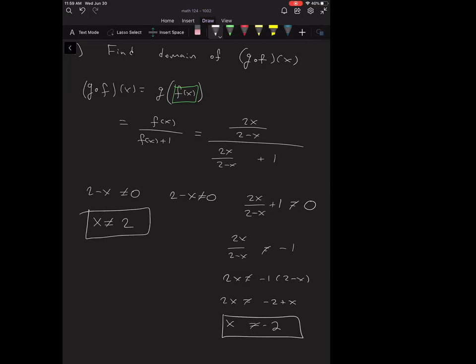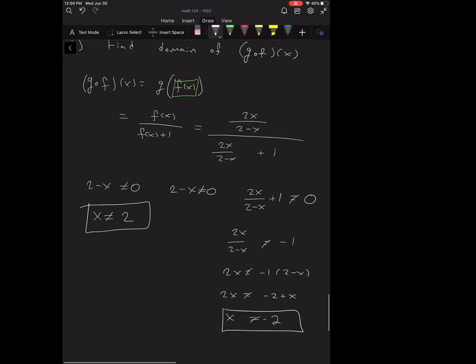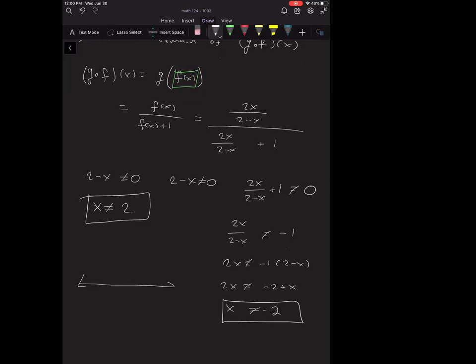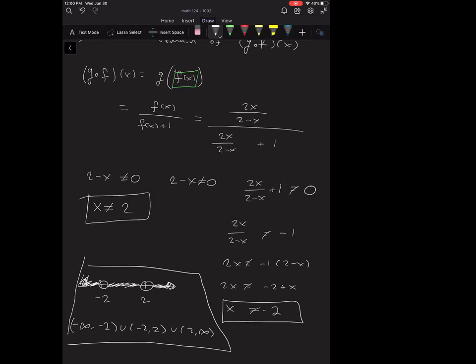So these are the two things that we have. x can't be 2, and x is not allowed to be minus 2. So if we go into a number line, here is minus 2, put a circle on it. Here's positive 2, we put a circle on it. And those are the only issues. So everything over here is okay. We can shade to the right, and we can also shade to the left. So we have minus infinity to minus 2, minus 2 to 2, and then 2 to infinity. All right, and so there's our domain for this problem.